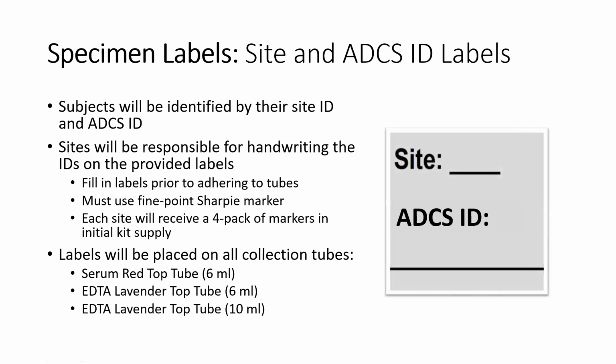We ask that you use those fine point Sharpie markers to write on here, and also please fill in the labels before you adhere them to the tubes. It's a lot easier to write on a flat surface than a round surface. These labels then are placed on the collection tubes only. So they're placed on the red top tubes and the 2 different lavender top tubes.